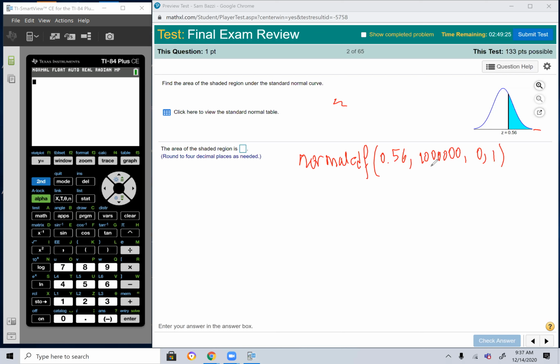And how do you find this formula again? Let me show you. You go to second, distribute, normal CDF, and put 0.56. Enter 1,000,000, it's already there. Your mean is 0, and your standard deviation is 1. And hit paste, and the answer is 0.287. You just enter it right here. How many decimals? He said 4 decimal places, so it will be 77.